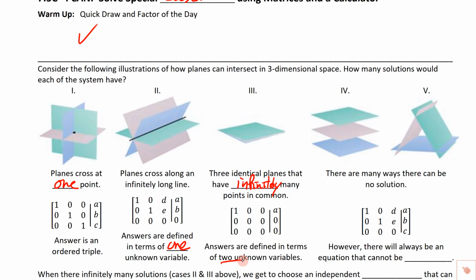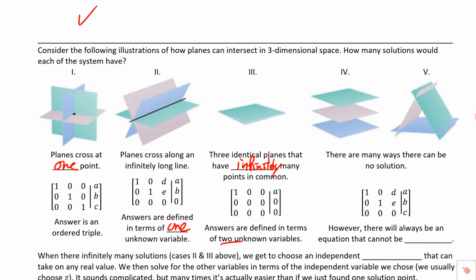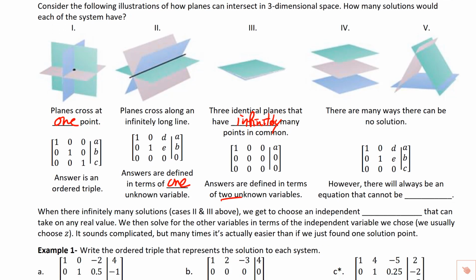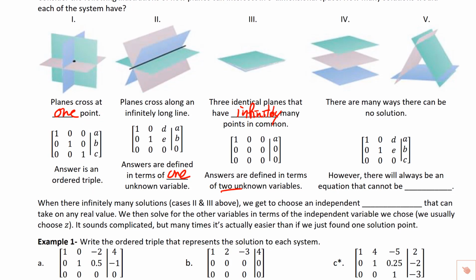2 unknown variables. And then this is the way that we can have no solution at all. They could be parallel planes, they could cross 2 but not the other one and stuff like that. We might end up with something like this. There are lots of ways that this can happen and lots of different ways that the matrix can look once we try and reduce it. But you'll always end up with an equation that cannot be true. There's no way you can make it true.